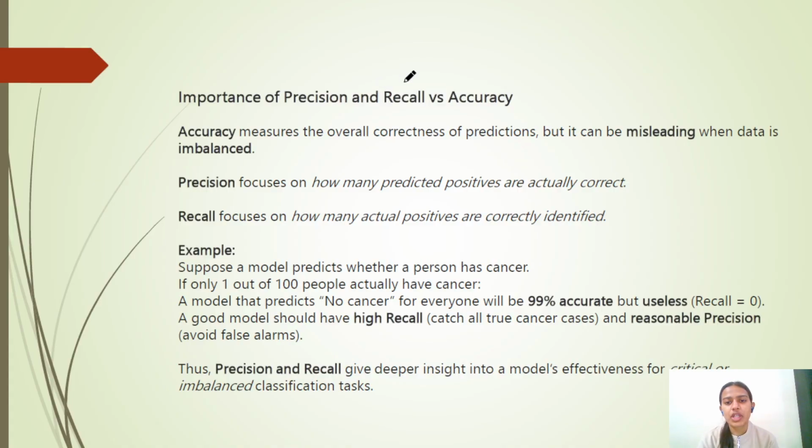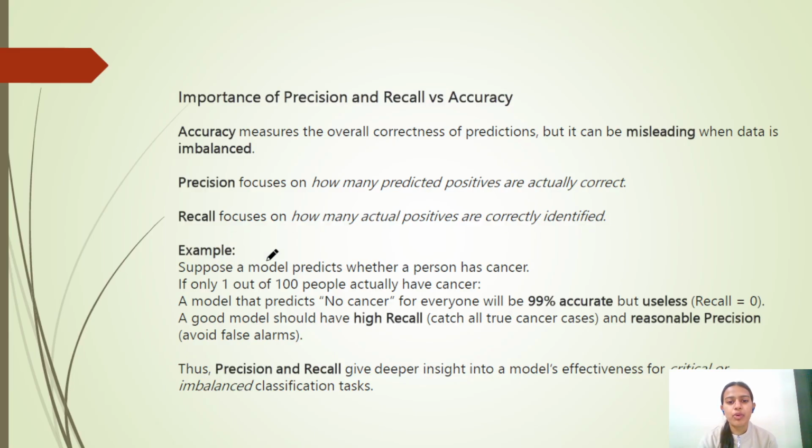Importance of precision and recall versus accuracy. So accuracy measures the overall correctness of predictions, but it can be misleading when data is imbalanced. Precision focuses on how many predicted positives are actually correct. Recall focuses on how many actual positives are correctly identified.